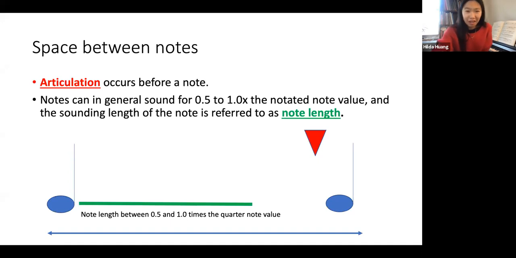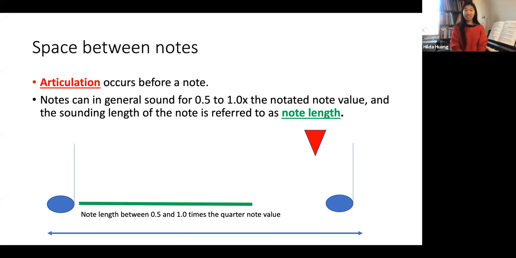So I've made this little diagram for you here. Blue note is the first note, and the next blue note is another note. The green note is going to be the green length, the line, is going to be the sounding time of the first blue note. The little break that you see between the green line and the next blue note is this break that happens before that blue note.